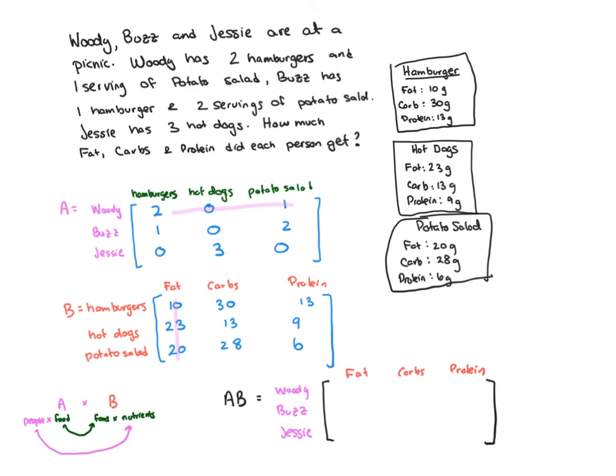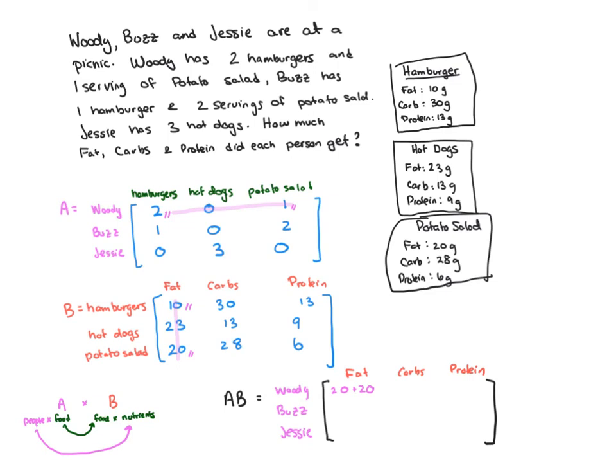2 times 10 is 20, 0 times 23, and 1 times 20, so that's another 20. So I get Woody had 40 grams of fat, and that makes sense, right? He got 20 grams of fat from this 2 times this 10 grams of fat, so 2 hamburgers at 10 grams of fat each, and then 1 thing of potato salad at 20 grams of fat. So this matrix multiplication is doing exactly the calculation we need to do in order to calculate this out.